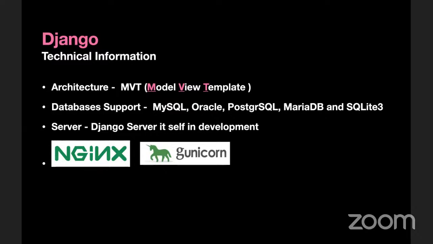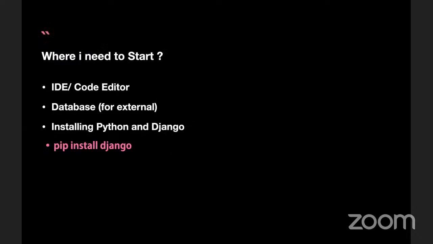When it comes to the production environment, we can use different tools, like Nginx, Unicorn. These are the tools basically we use to deploy in general, right? And how to start working on Django. This is the most important thing, right? Where do I need to start?